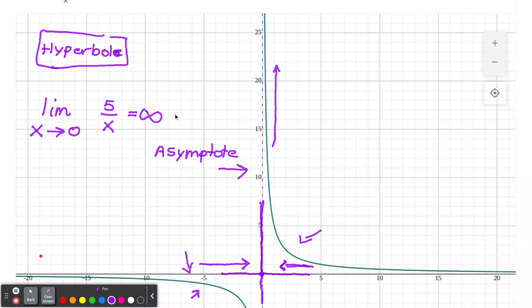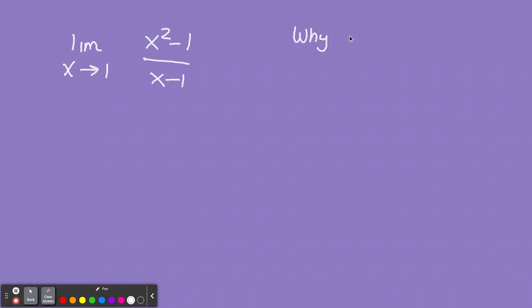We'll do another one so it makes more sense. Okay, keeping purple. Use white. So if you saw, let's say, the limit as x approaches 1. So now it's approaching 1, not 0. And we had x squared minus 1 over, let's say, x minus 1. So here's a question for you, why can't x be 1?